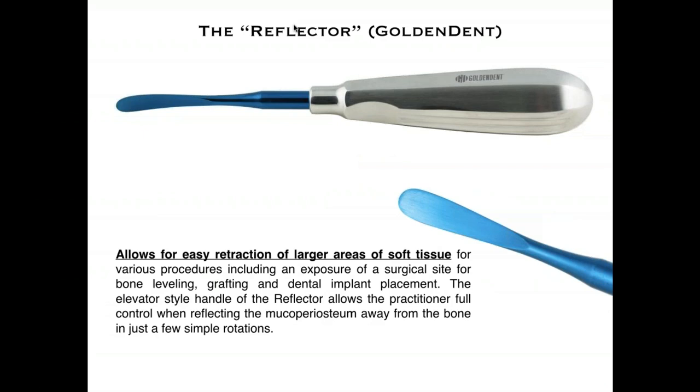The reflector, this is also a new instrument that we worked on with Dr. Nazarian. This is just a good instrument to reflect soft tissue when you're doing grafting, bone leveling, really even implant placement. It just allows you to keep the soft tissue out of the way. It has a really nice flat shovel type head with a nice handle that's comfortable to hold. It's going to work a little bit better than other instruments on the market that might look similar to this.